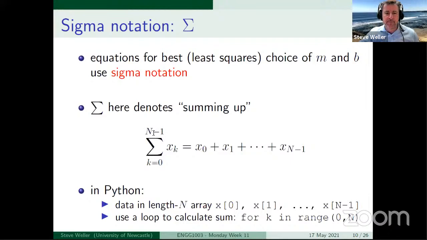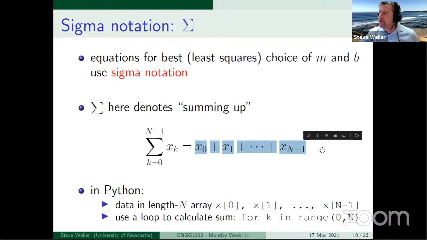They're the so-called limits of summation. That is a shorthand for x0 plus x1 plus dot, dot, dot, up to x subscript n minus one. So the index of the first element is indicated at the bottom of the sigma notation. The index of the final element is indicated in the subscript of the final element, if we write it out in long form.